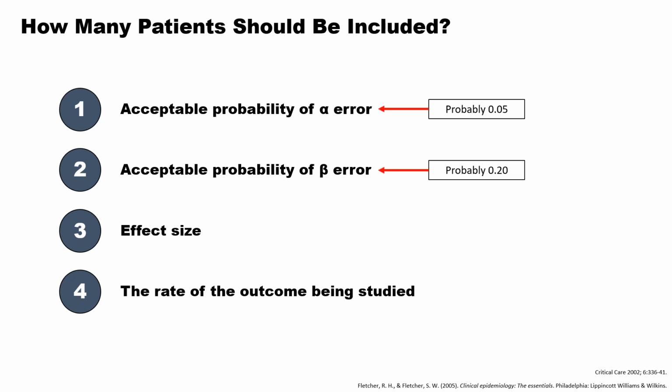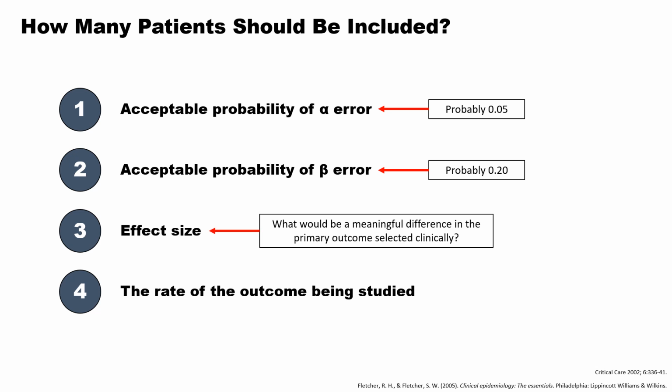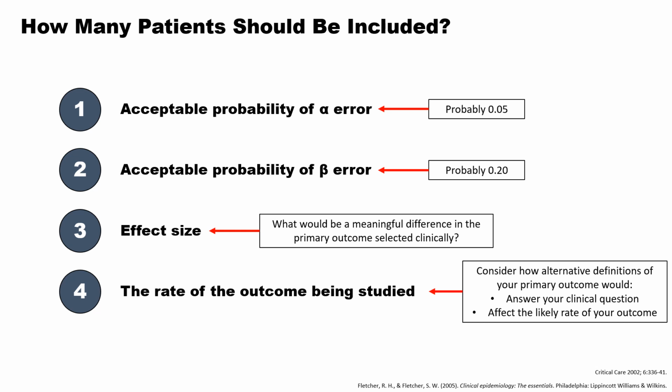So when you're conducting your power calculation, you probably want to use an alpha error of 0.05 just by convention. Similarly, for beta, you would want to aim at 0.2 actually, so this would be a power of 0.8. For effect size, a meaningful difference in the primary outcome selected clinically is important to consider, and then you use that delta in determining your power. And then finally, the rate of the outcome being studied, you want to consider how alternative definitions of your primary outcome would answer your clinical question or affect the likely rate of your outcome.